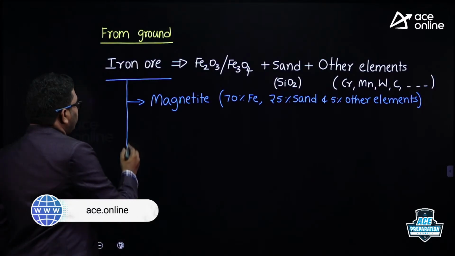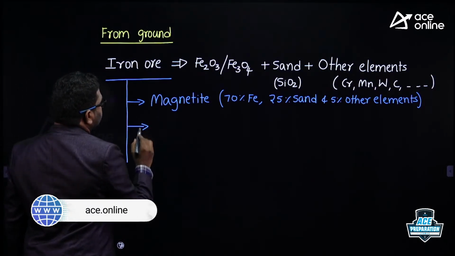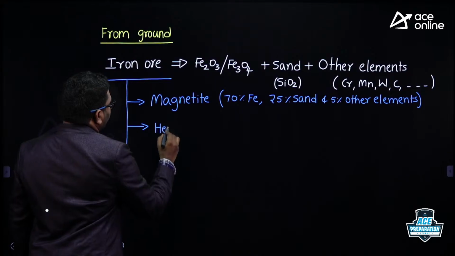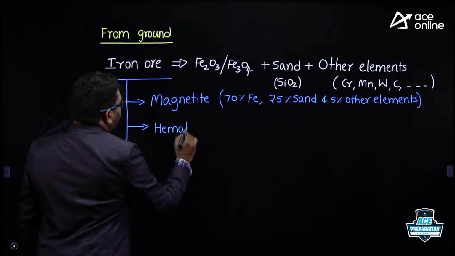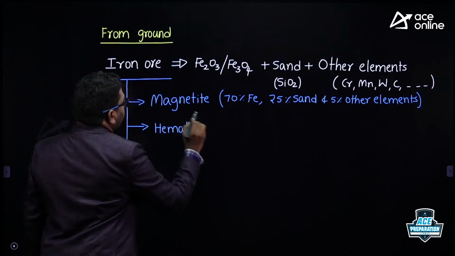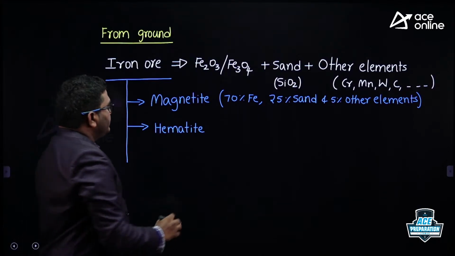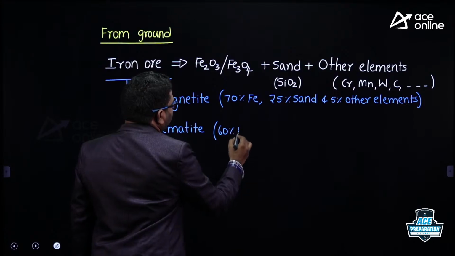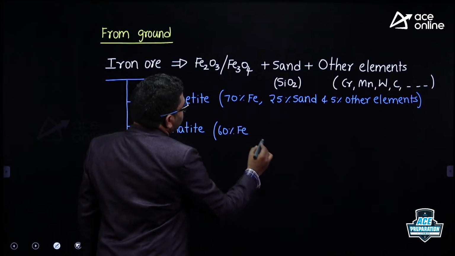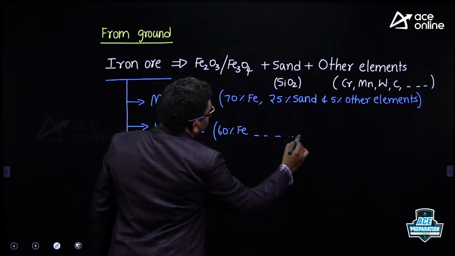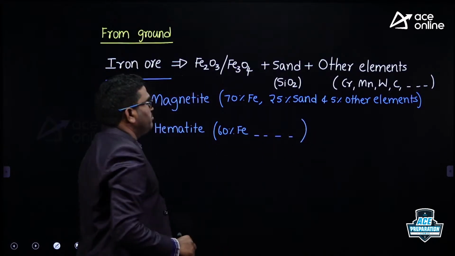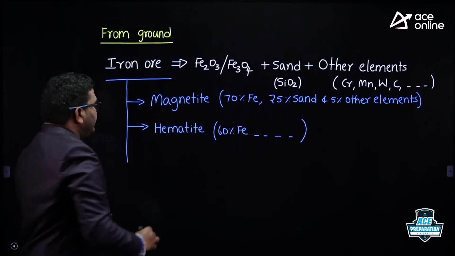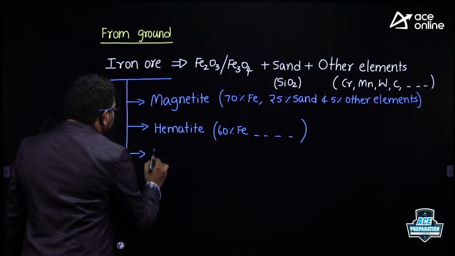The second form of iron ore is hematite. In this hematite iron ore, 60% of iron is present, some 30% of sand, and other elements are present. And the third one is limonite.